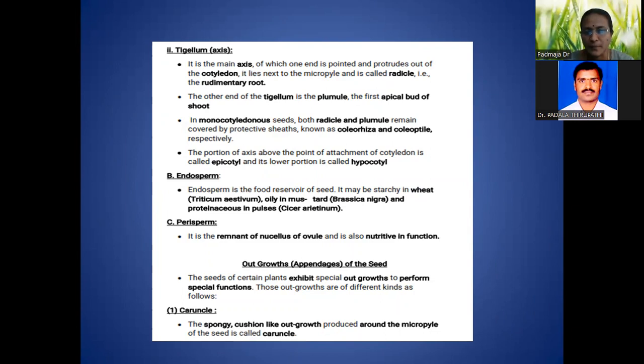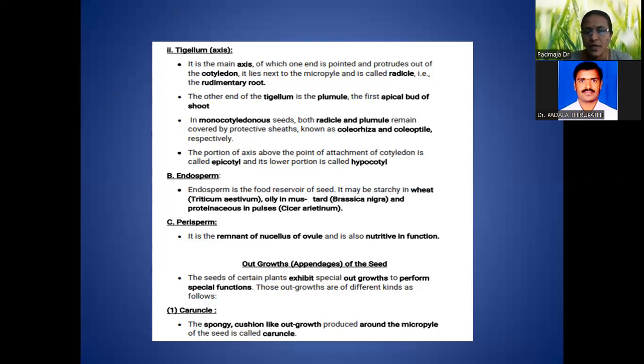And the perisperm is the remnant of the nucellus of the ovule. That means the tissue that is present in the ovule, which is diploid in condition, is called the nucellus. After fertilization, if any part of the nucellus is left, it leads to the formation of the perisperm. And we also see some outgrowths of the seeds.